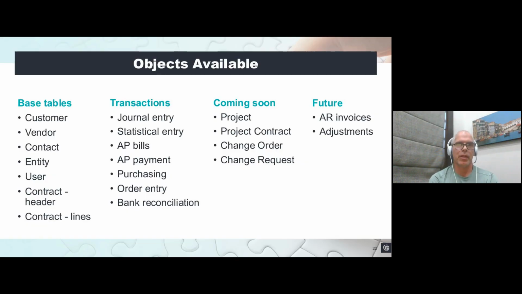And so here you see what we have: our customer, vendor, contact, entity, user, the contracts, and then for transactions, journal entry, stat entries, bills, payments, purchasing, order entry, purchasing and order entry with different approval rules for each transaction definition, and then bank reconciliations. And coming soon, project contract, change order, change request. Those are the construction module related objects.